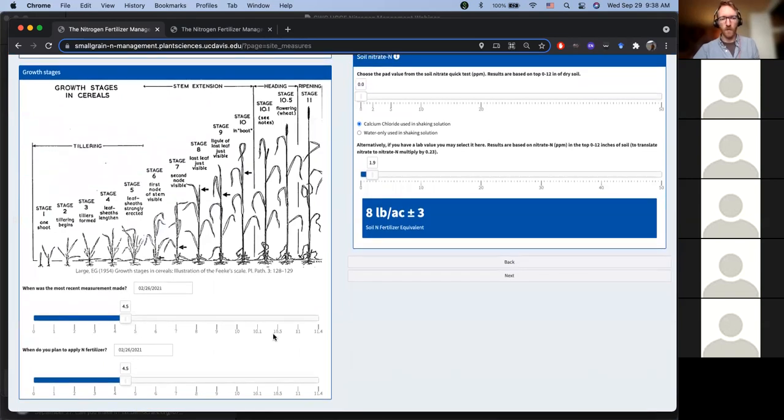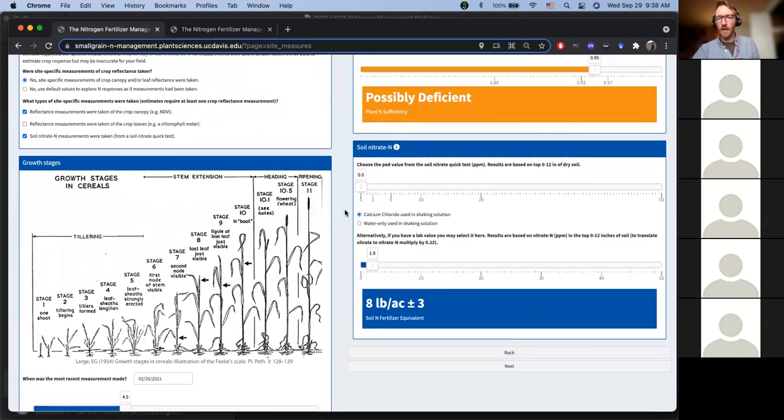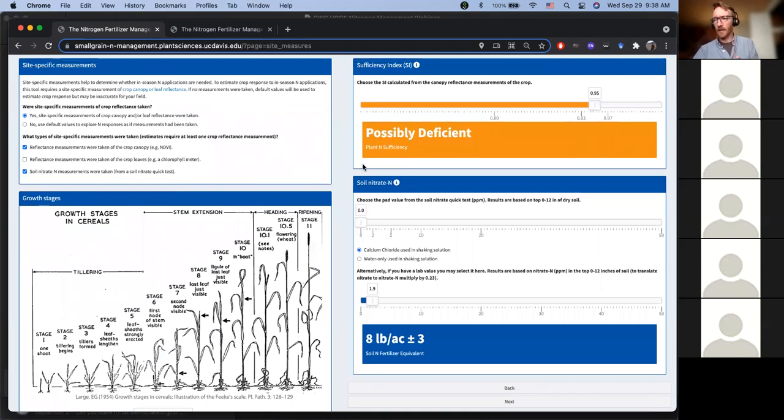The question here is when you want to apply your fertilizer. So you can make those adjustments too if you're not going to do it immediately. If you see a rainstorm coming in a week or two, you can make that estimate. But here's the important part. I've written down here that the sufficiency index we came back with was 0.98.